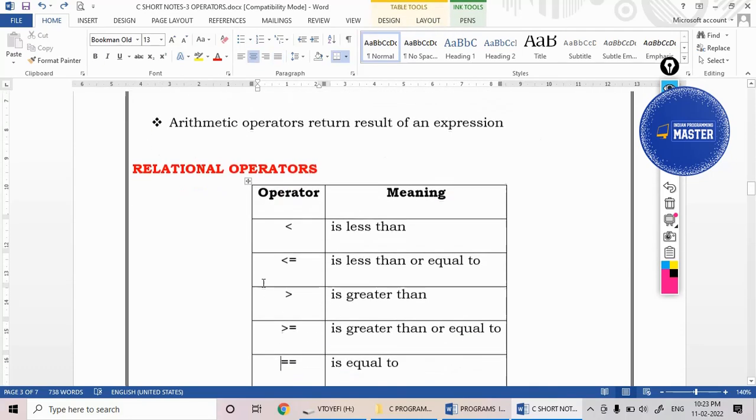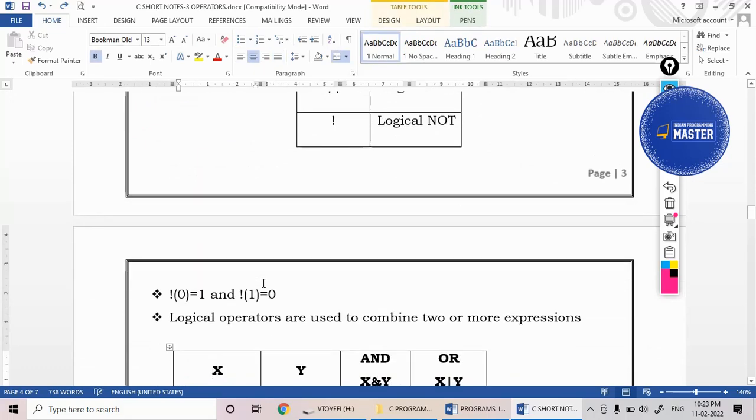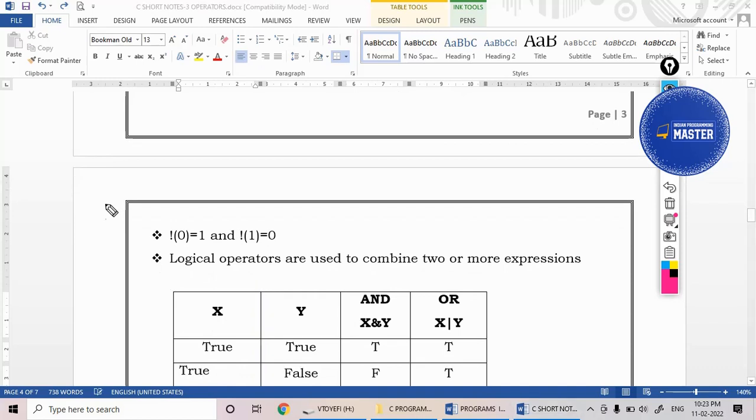See here, logical NOT of 0 gives true, sorry, 1. Logical NOT of 1 gives the result as 0. The purpose of these logical operators is to combine 2 or more expressions.